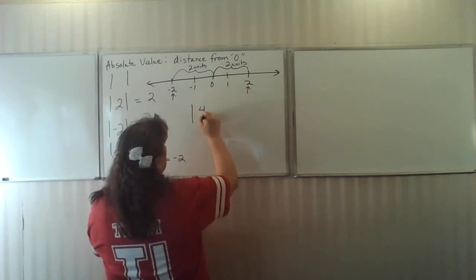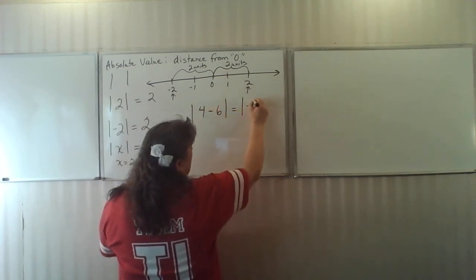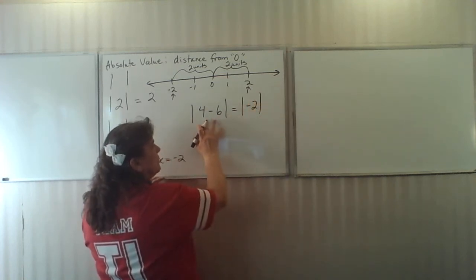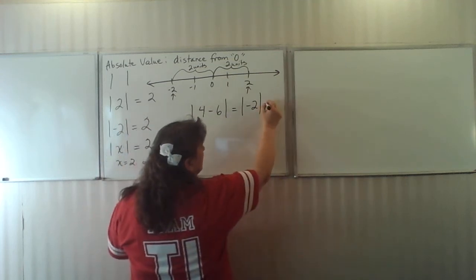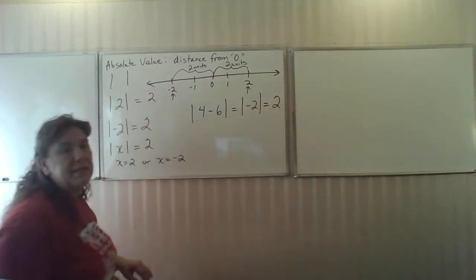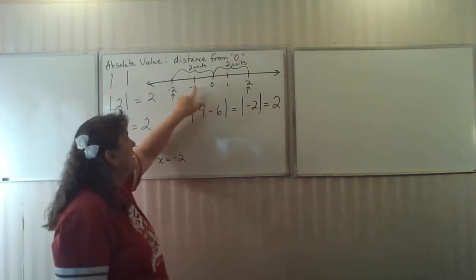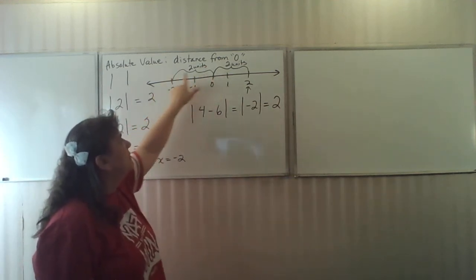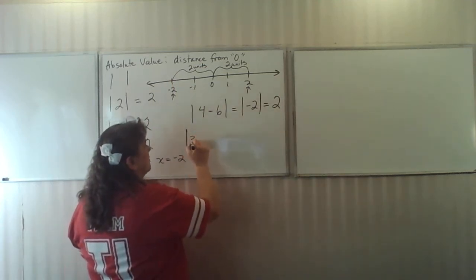Okay, 4 minus 6 is equal to a negative 2. Notice you do what is inside before you do your absolute value. So 4 minus 6 is a negative 2, and it's still inside the absolute value marks. And the absolute value of negative 2 is 2 because it is 2 units from 0. Even though the number itself is on the negative side of 0, its distance from 0 is 2 units. Okay, let's look at another one.